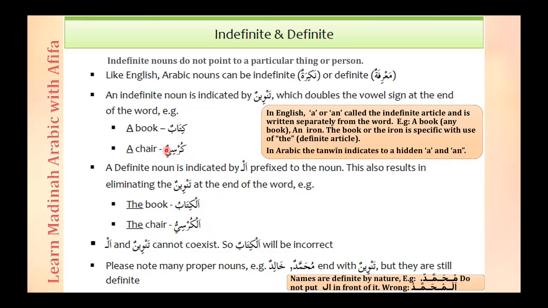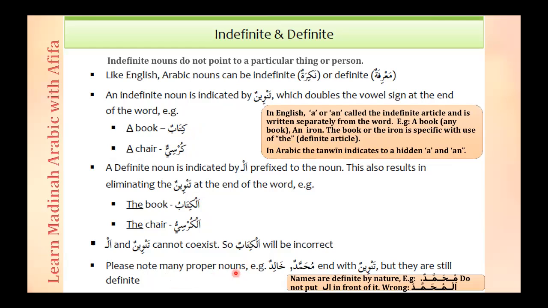A book, a chair. So remember one thing, al and tanween do not coexist. They don't go together. You cannot be both definite and indefinite at the same time. So al-kitabun is incorrect. If you want to add an al, the tanween has to go. It is going to be al-kitabu. If you want to be indefinite, no al: kitabun.